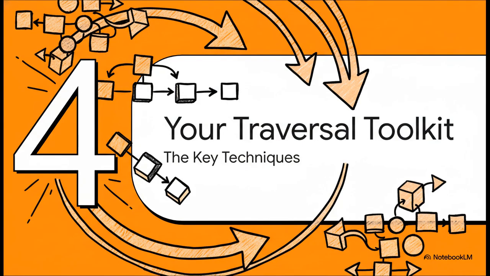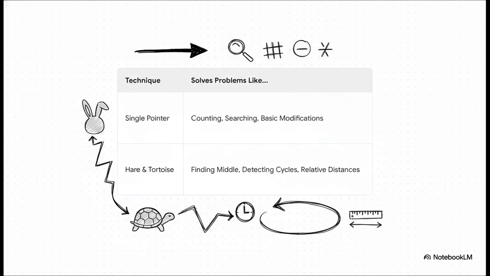So let's just zoom out for a second and recap what we've really done here. We haven't just solved a couple of isolated problems. We've added two powerful, flexible patterns to your linked list toolkit. Ultimately, it all boils down to recognizing which tool you need for the job. For simple stuff like searching, counting, or just basic modifications, that single pointer traversal is your go-to. But for these trickier problems involving halves, cycles, or relative distances between nodes, the two-pointer hare and tortoise technique is your secret weapon. The point is, it's not about memorizing code.